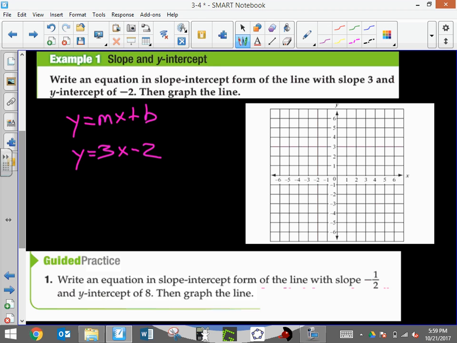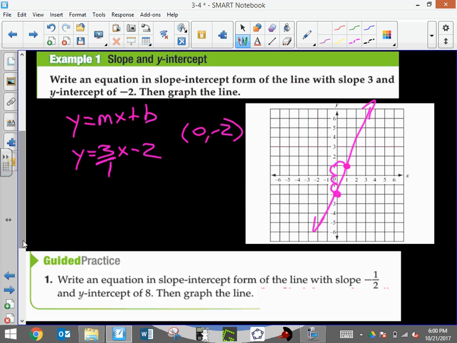And now I want to graph it. Well, I'm going to start at the point (0, -2). That's what the y-intercept means. I'm going to plot that point first, and then I'm going to use my slope to find a second point. So (0, -2). And then from that, what we learned in the last lesson is I'm going to use my slope. My slope is technically 3 over 1, so I'm going to go up 3 and then over 1 to the right. So up 3, 1, 2, 3, and then over 1. There's my next point. My line is going to look something along those lines right there.